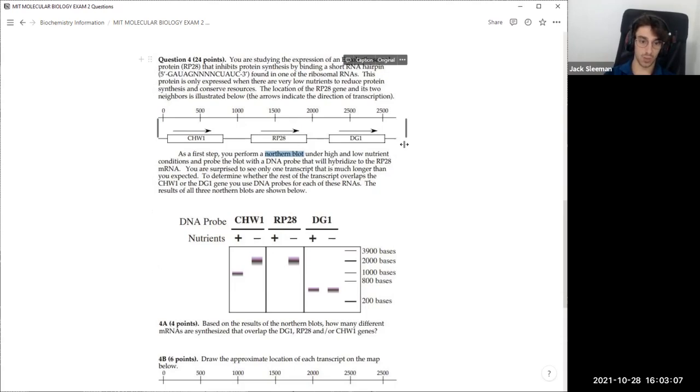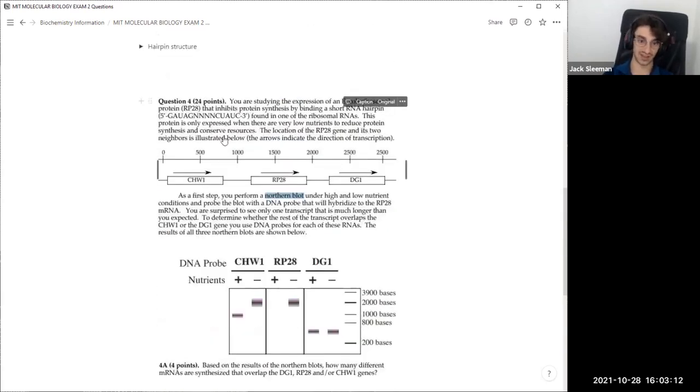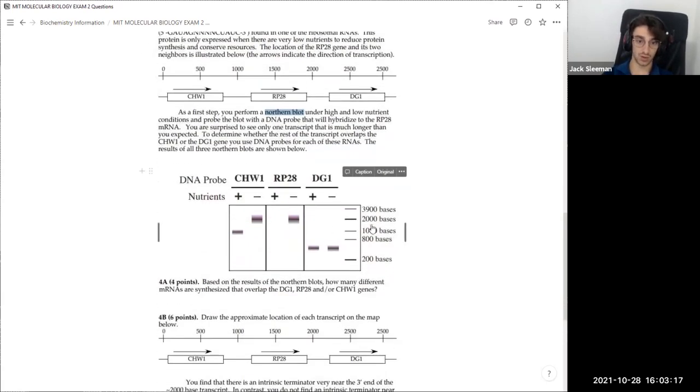These are just words; I like to look at the diagrams. Basically, we have 3 genes, this one, this one, and this one. This is 3 northern blots, each with a different DNA probe. If there's a transcript for a gene, the DNA probe for it will attach, and then you see how big the signal is. These are nutrient plus and minus conditions, so don't worry about that too much. I'll talk about that at the end, and it'll make sense.